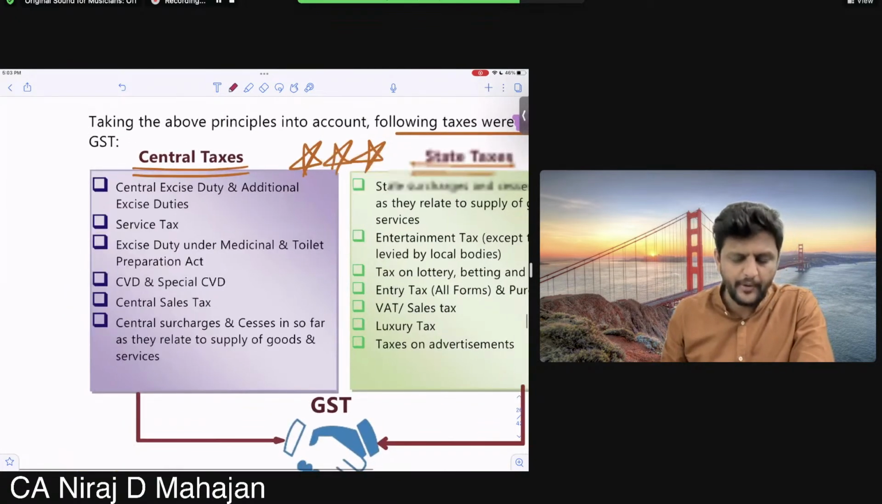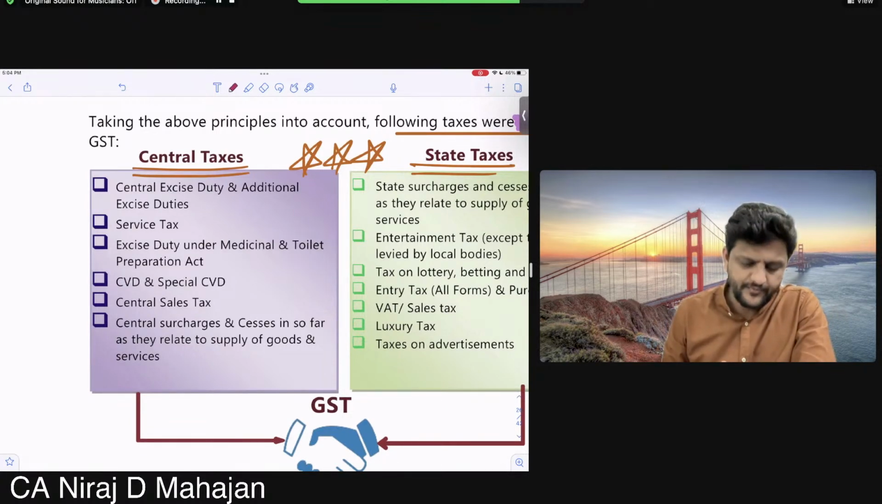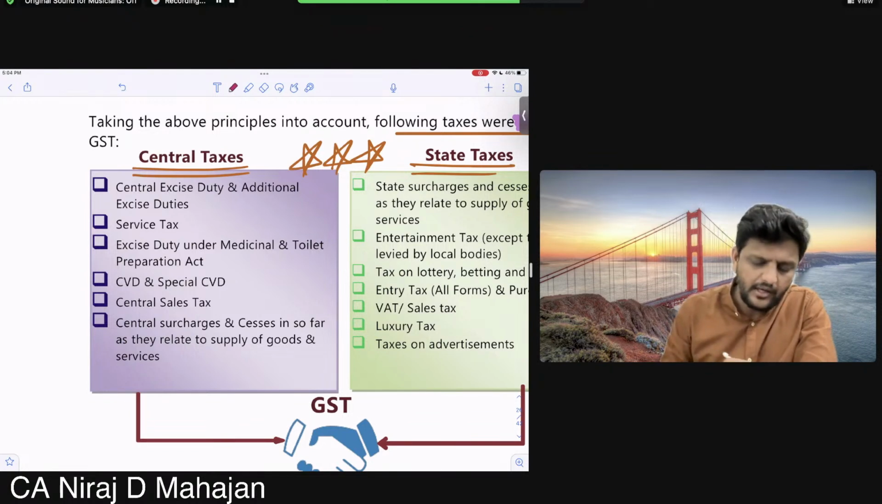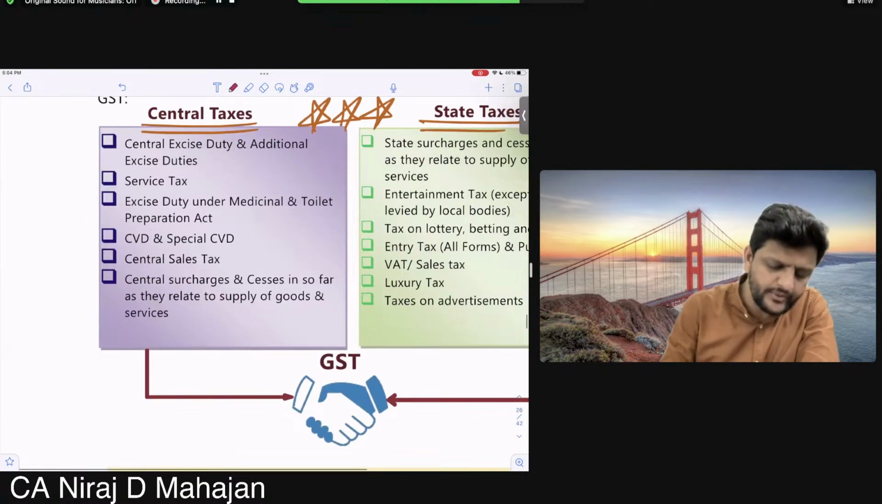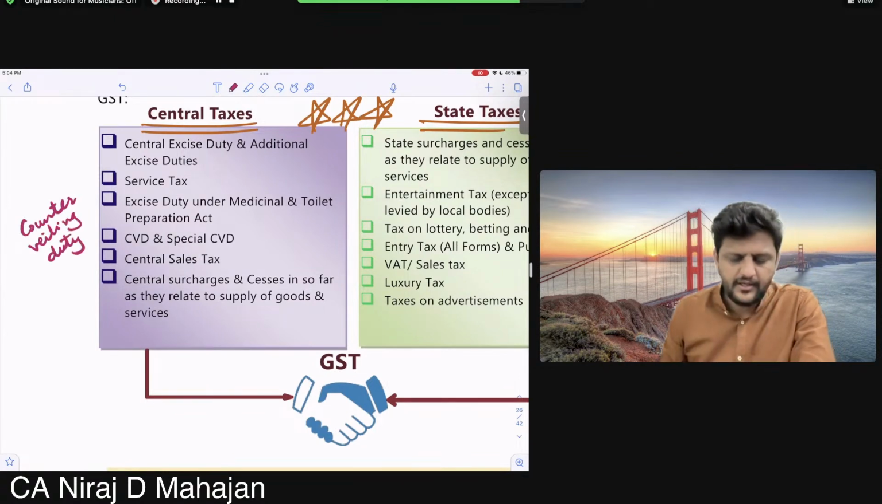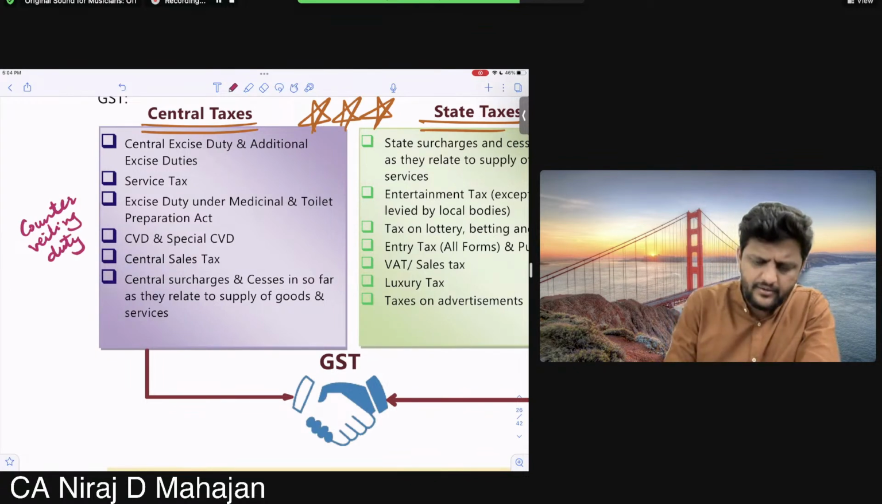Which all items are now part of GST? Central excise duty and additional excise duty in some cases. Service tax. Excise duty under the Medicinal and Toilet Preparation Act. Toilet means again medicinal purpose, okay. Countervailing duty, CVD is countervailing duty. And special CVD, special countervailing duty. These are levied, okay, to discourage imports.